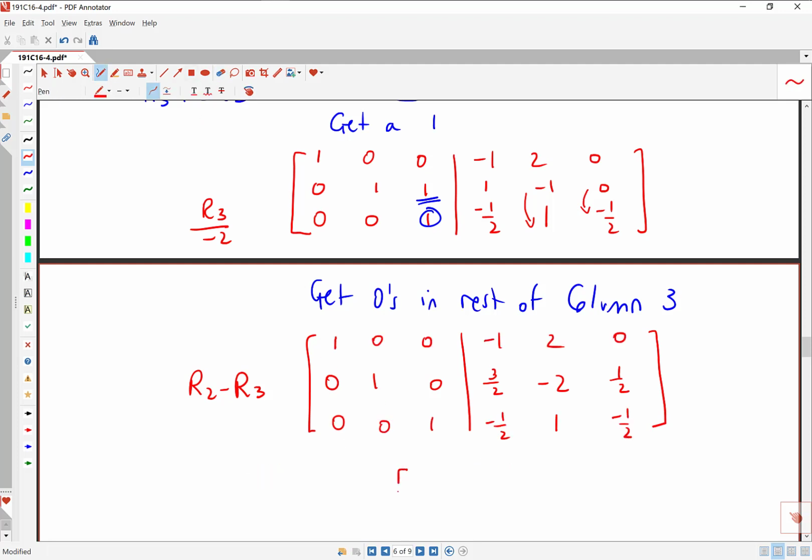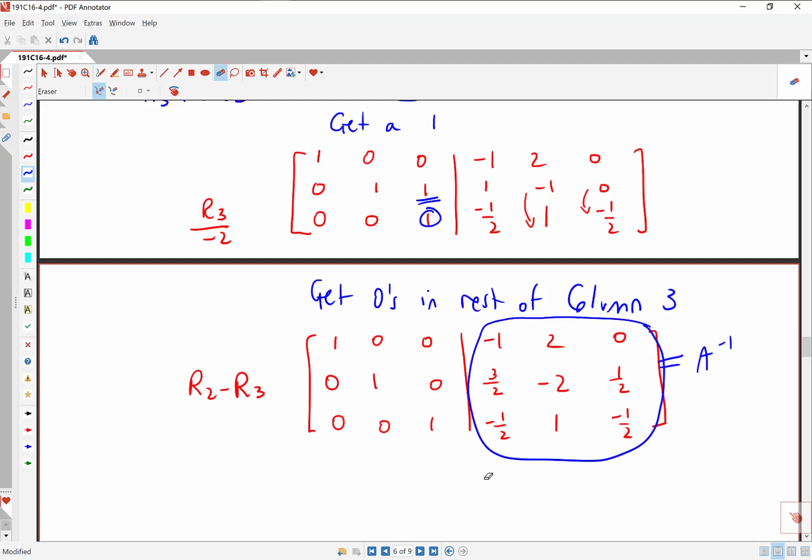So we've now succeeded in getting the identity matrix on the left. We've just got 1s along the main diagonal and 0s everywhere else. So that tells us that this matrix sitting on the right side must be A inverse. So I'm just going to circle this.